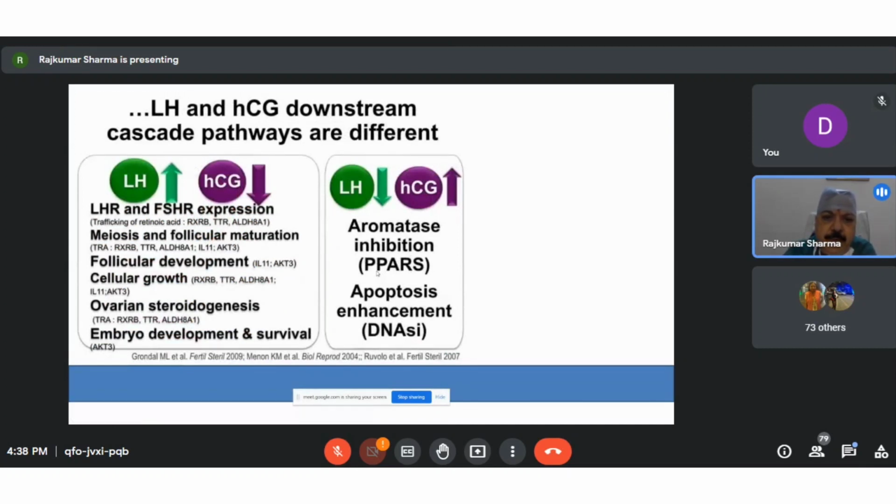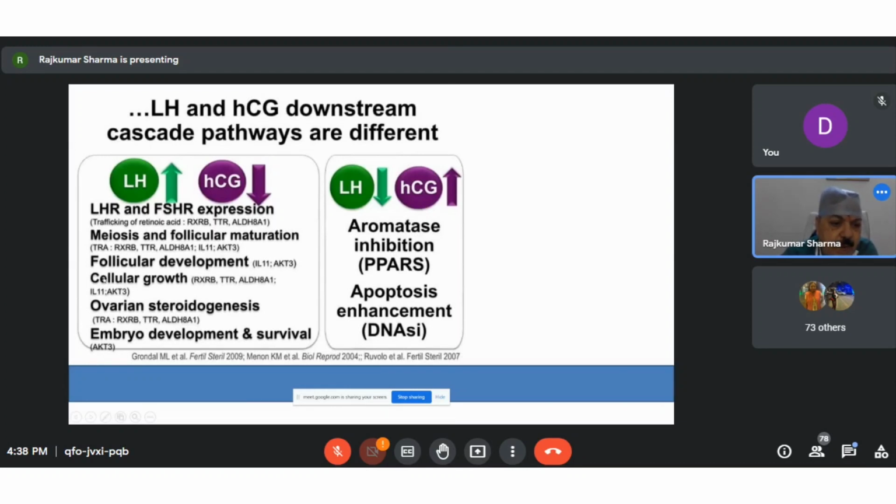Though LH and SCG both act on the same receptors, the further actions are different. The downstream cascade pathways are different. LH would increase the LH receptors as well as the FSH receptor expression. So that means lesser dosages would help you to get a better result. It also helps in meiosis and follicle maturation, so you get more M2 oocytes rather than GV and M1 oocytes.